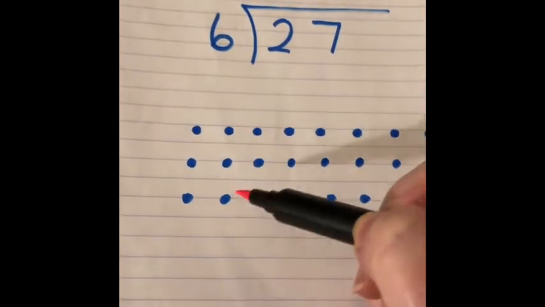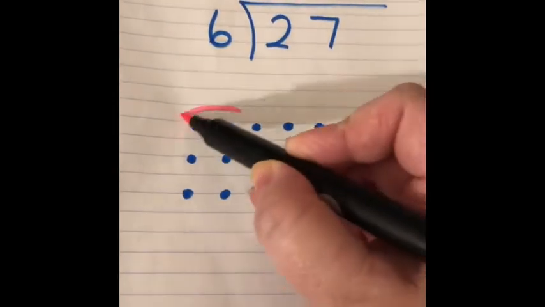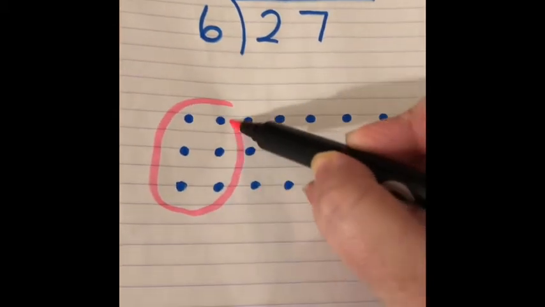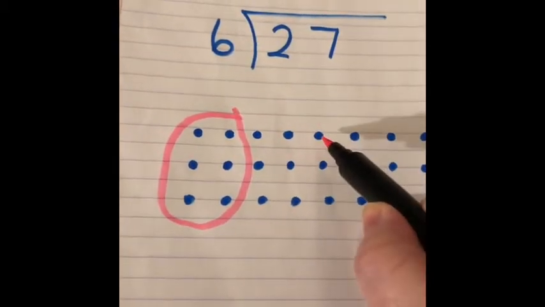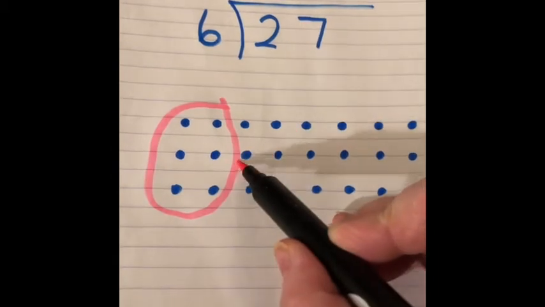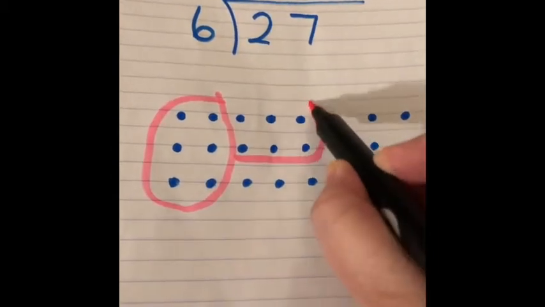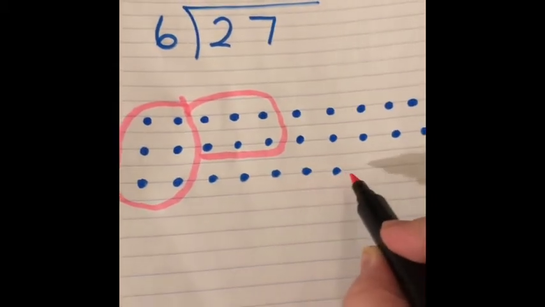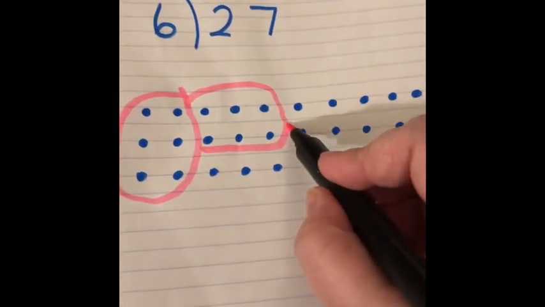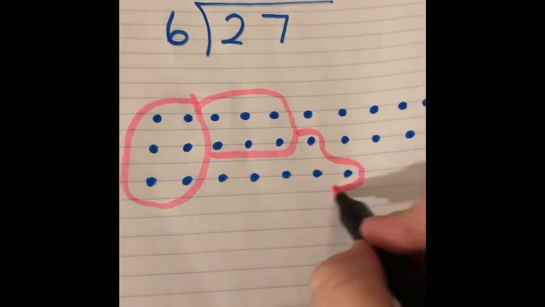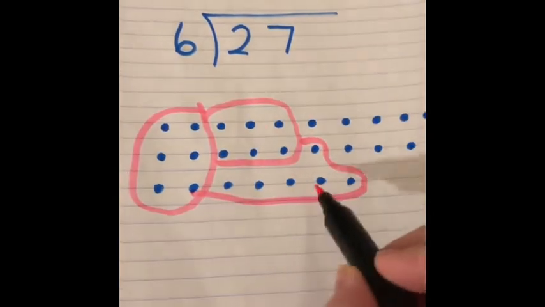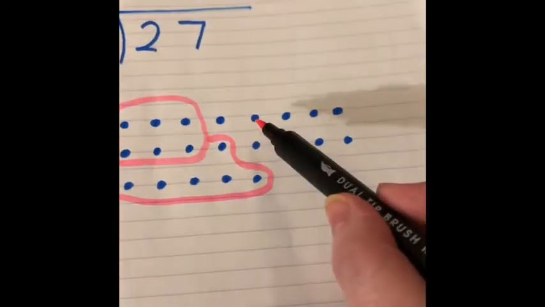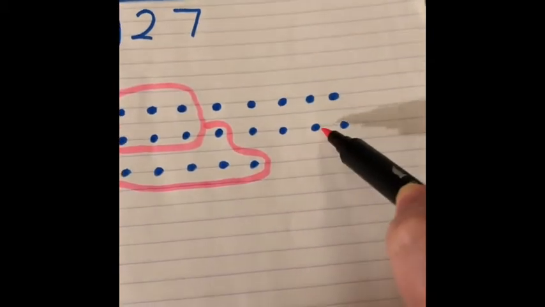1, 2, 3, 4, 5, 6. So here's a group. 1, 2, 3, 4, 5, 6. So here's a group of 6. And another group of 6, and another group of 6, and then one more.